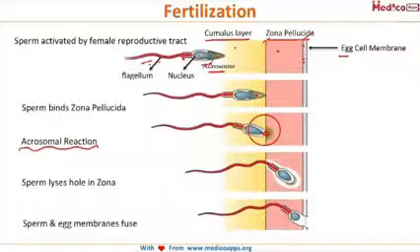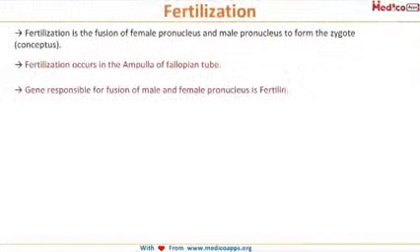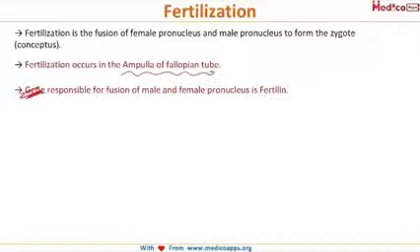Now, the actual process of fertilization occurs and there is fusion of the male and the female pronucleus to form the zygote. And remember, this fertilization causes the resumption of meiosis II that was suspended in the secondary oocyte, and this causes the release of the second polar body. Now, where does this fertilization occur? It is in the ampulla of the fallopian tube, and the factor responsible for this fusion of the male and female pronucleus is fertilin present on the sperm.